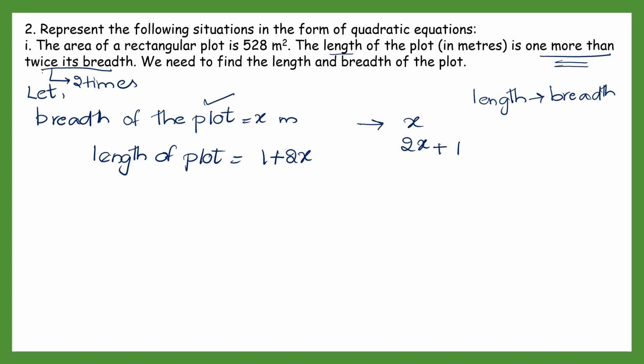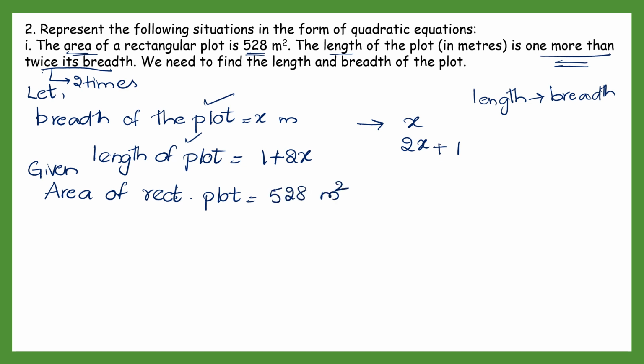We have breadth, we have length. They already gave area. Area is what? Area of the plot is 528 square meters. They have given the area of the rectangular plot is 528 meters square. It is a rectangular plot. That means what is the formula of area? Length into breadth. They have given 528 meters square.